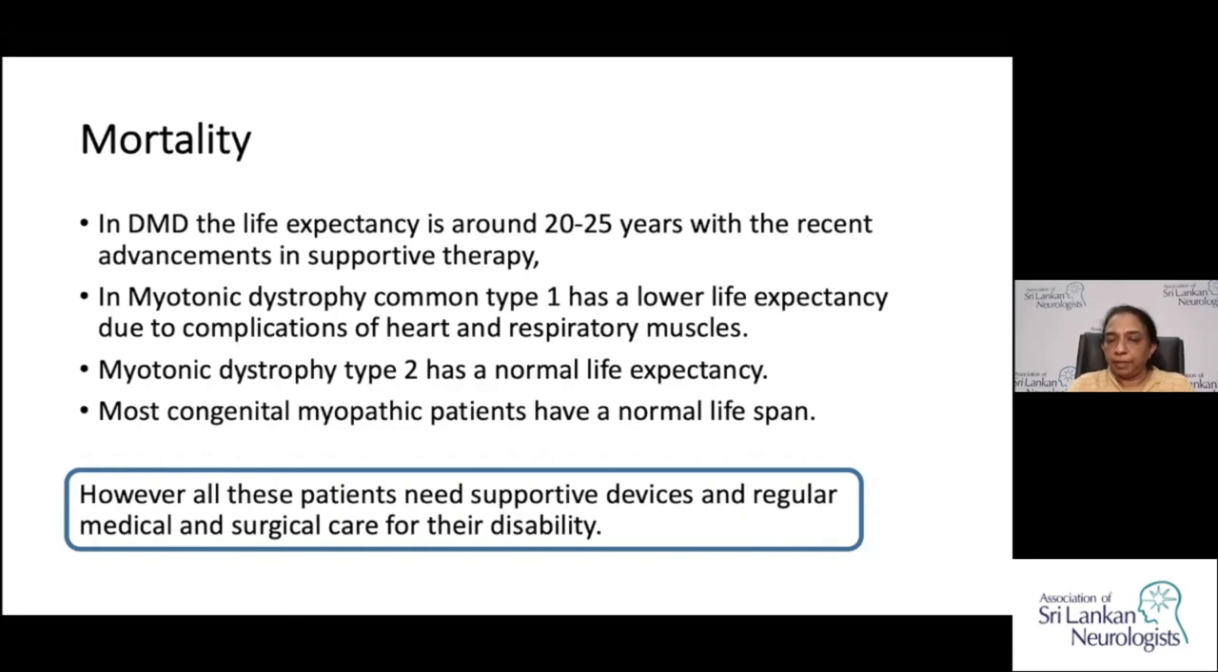And in myotonic dystrophy, the common type 1 has a lower life expectancy due to complications, again due to cardiac conduction and respiratory problems. But in type 2, they have a normal life expectancy, and most of the congenital myopathic patients have a normal lifespan. Although all these patients need supportive devices and regular medical and surgical care for their disability. So obviously the quality of life may be impaired due to this disability.